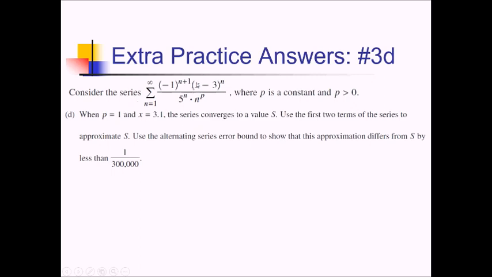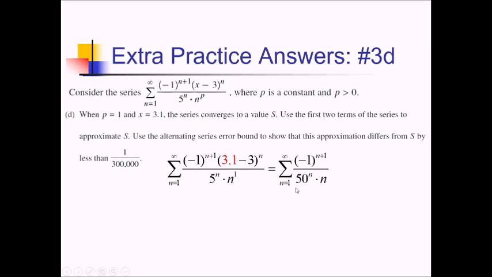So I have 3.1 minus 3 to the n, and this is going to be n to the 1 if I change that up a little bit. And I'm just going to clean this up a little bit so it's easier to work with. 3.1 minus 3, that's 0.1, which is also 1/10. So we essentially have 1/10 to the n. I can combine that with the 5 down here to the n to be 50 to the n in the denominator. And this n to the 1 is just n. So there's what the cleaned up version looks like.